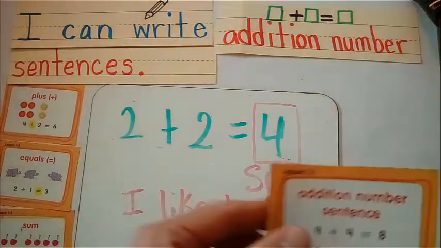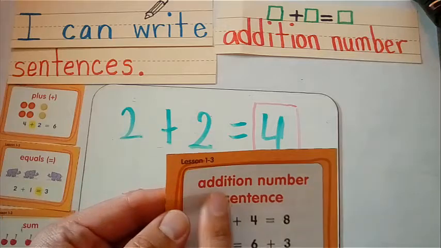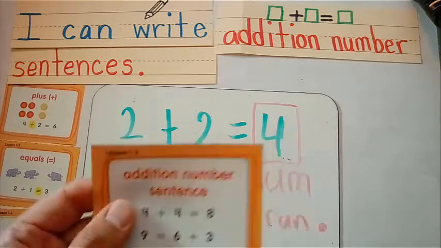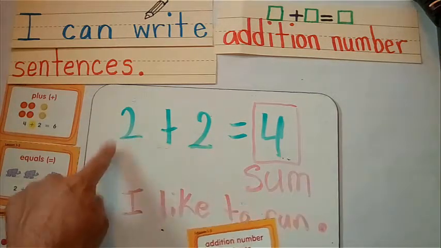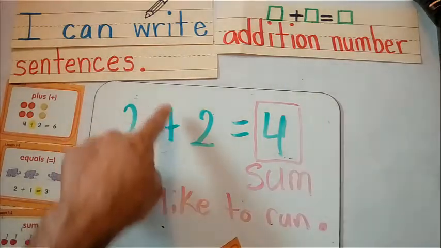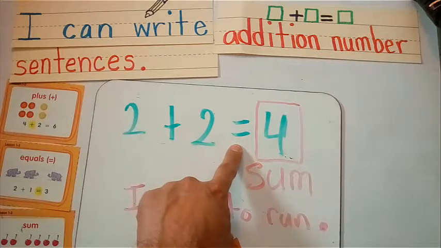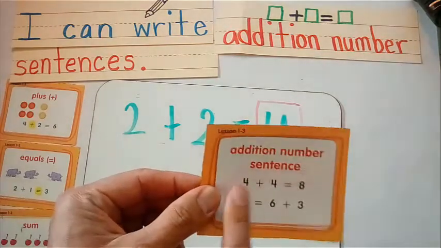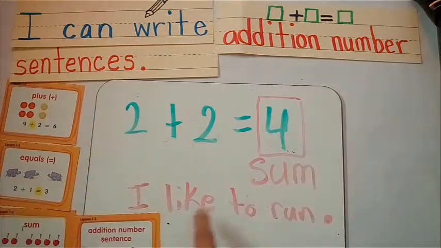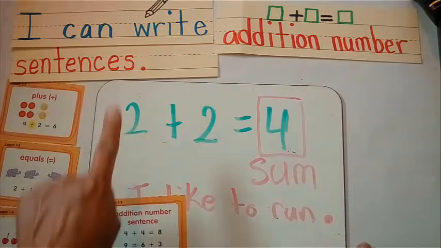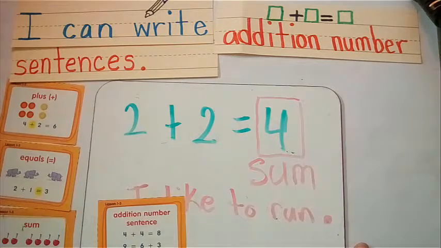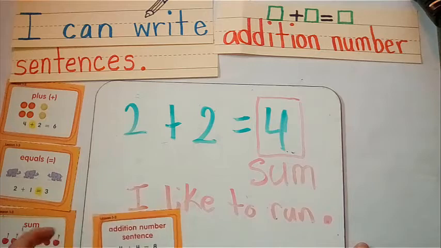Now, in math, we have sentences as well, and there are many types of sentences. One of the types of sentences is an addition number sentence. So when we have two parts and a whole, and we have some symbols, the plus symbol and the equal symbol, that is an addition number sentence. And you could read these sentences just like you would a regular sentence. Look, 2 plus 2 equals 4. Did you see how I read that addition number sentence?